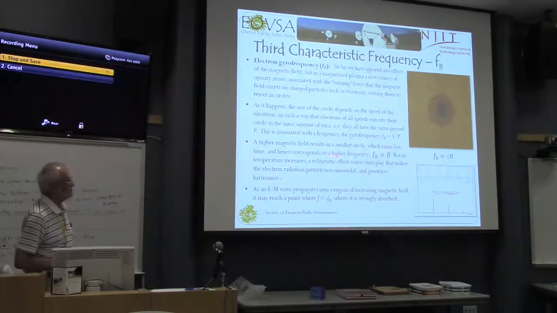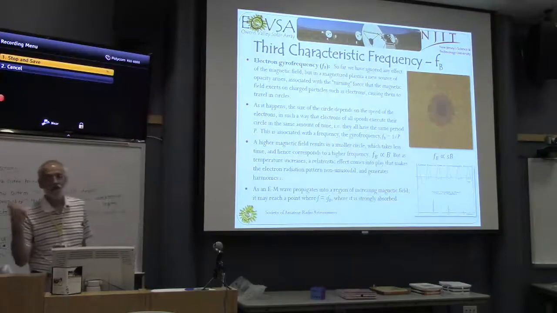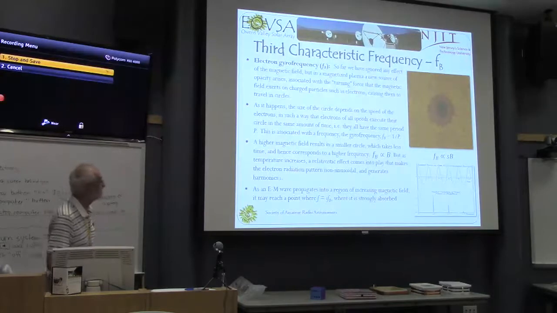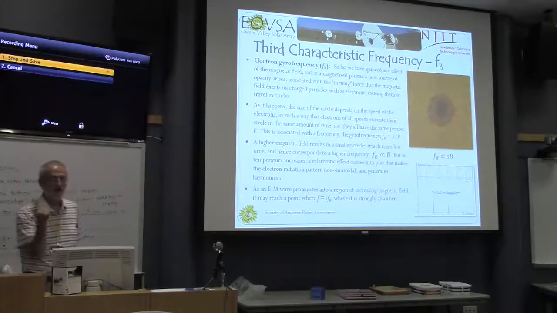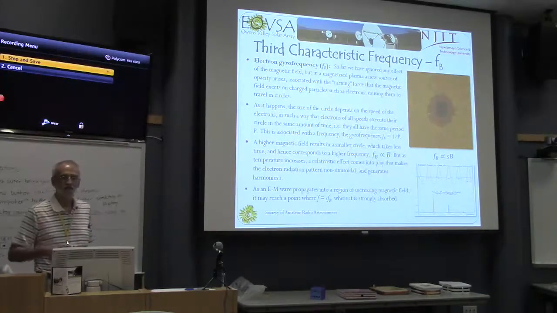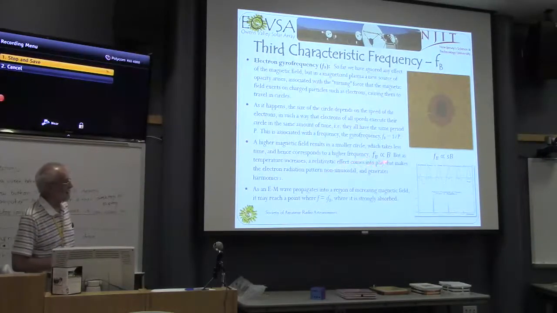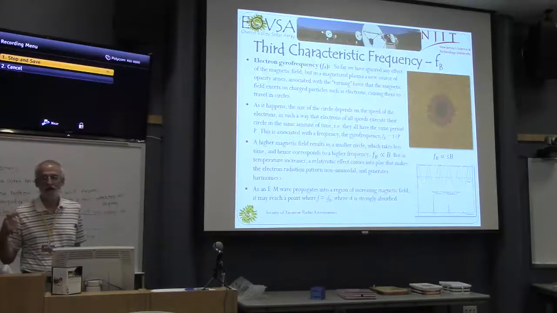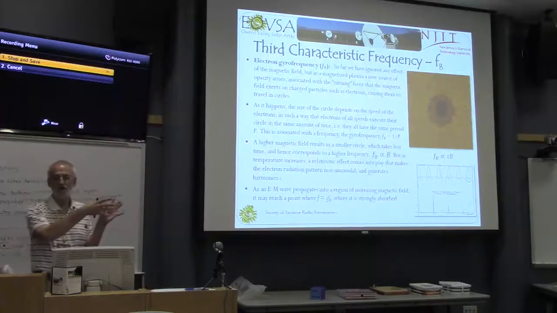It turns out that the gyro frequency depends only on the magnetic field. So if you double the magnetic field, you'll halve the time that it takes to go around the circle and double the frequency. It turns out, though, that it's not quite that simple because as temperature increases, the velocity of the electrons has to be treated relativistically. The emission radiation pattern starts out as a simple dipole pattern, but because of this relativistic effect, it becomes beamed a little bit in the forward direction.